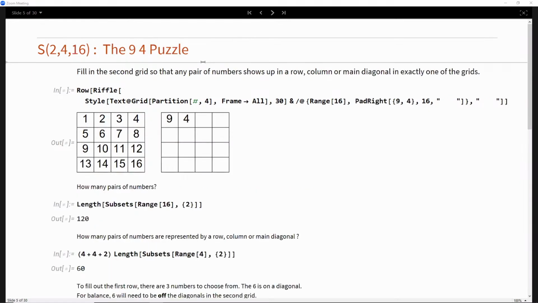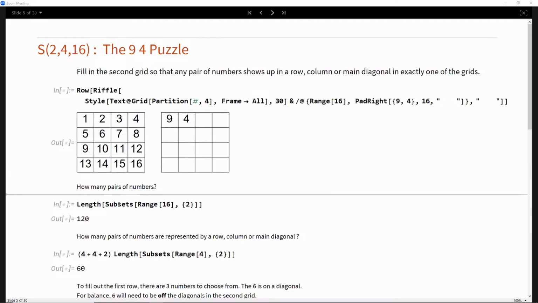A slightly more complicated one is what I call the 9-4 puzzle. You have the digits in order in the first square, and you start out with 9 and 4 in the second square, and you basically want to place all the remaining digits so that any pair of numbers shows up exactly once in a row, column, or main diagonal of exactly one of the 2 grids. And it's possible to solve all of this with logic.